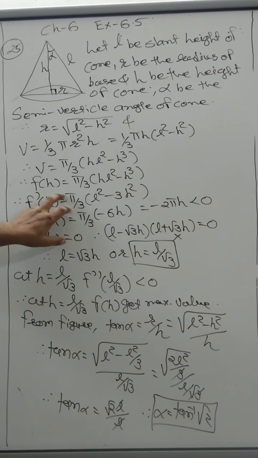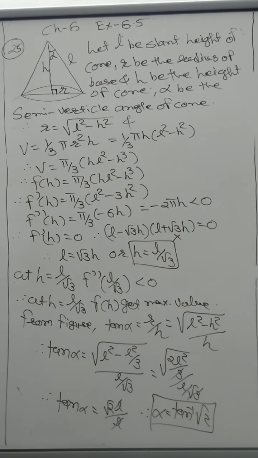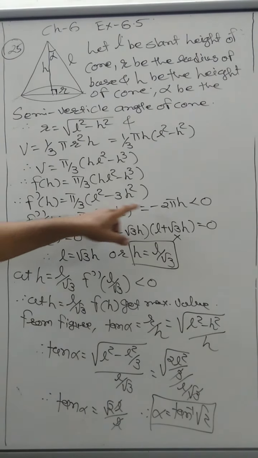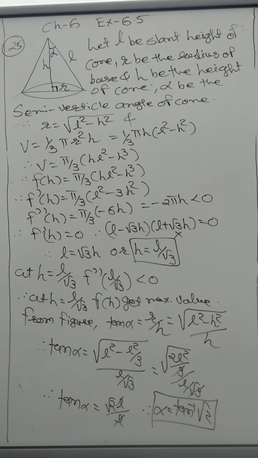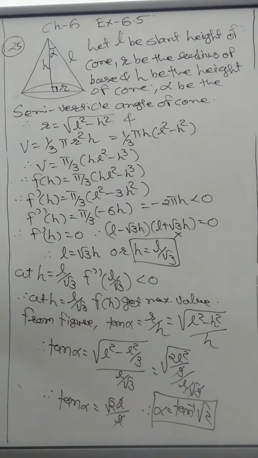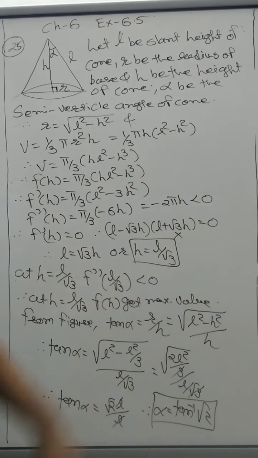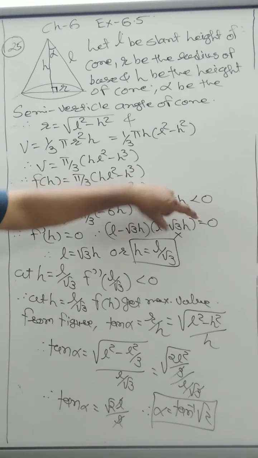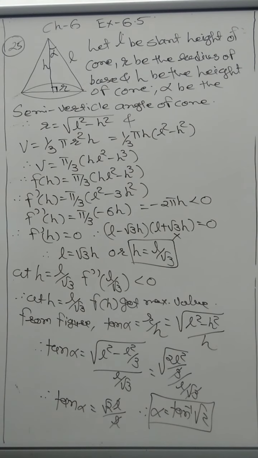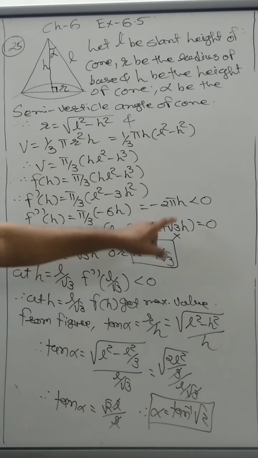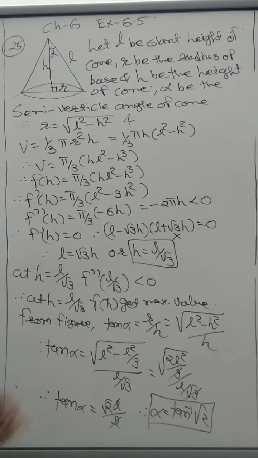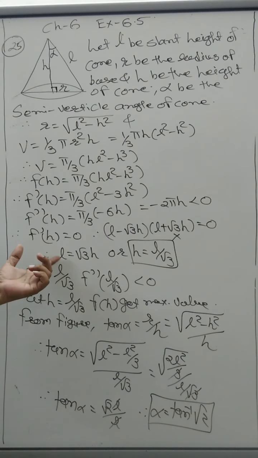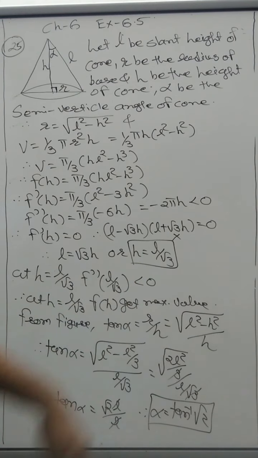First derivative is pi by 3 times L square minus 3h square. Okay. And f double dash h is equal to minus 2 pi h, which is always less than 0. So we can say that at f dash h equal to 0, we get the maximum value of f(h). So f dash h equal to 0 gives L minus root 3h, L plus root 3h equal to 0. This term is not acceptable because height and slant height both are positive values, and here we obtain it is negative, so it is not acceptable. Only this will be acceptable, and here L equal to root 3h and h equal to L by root 3.